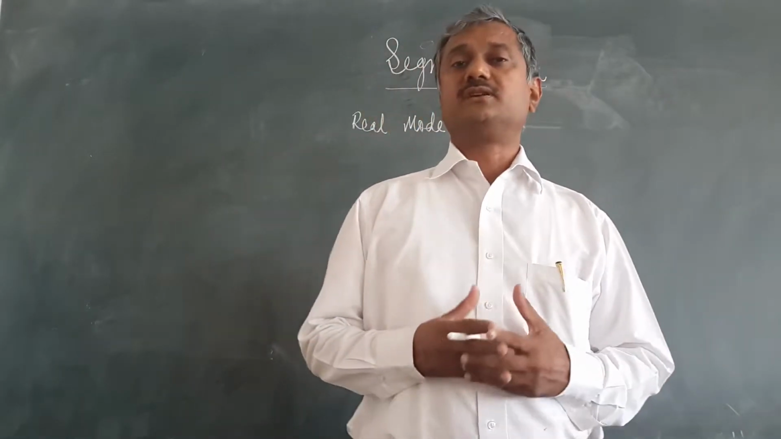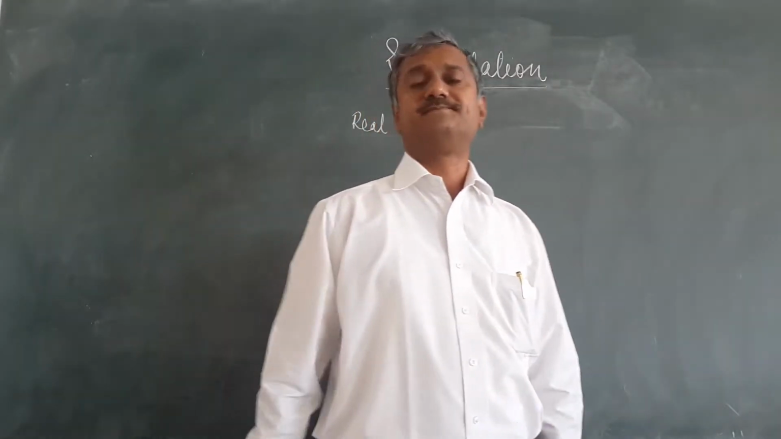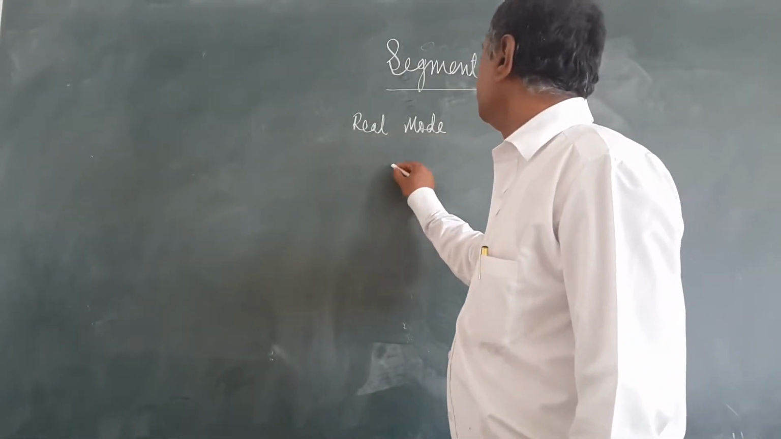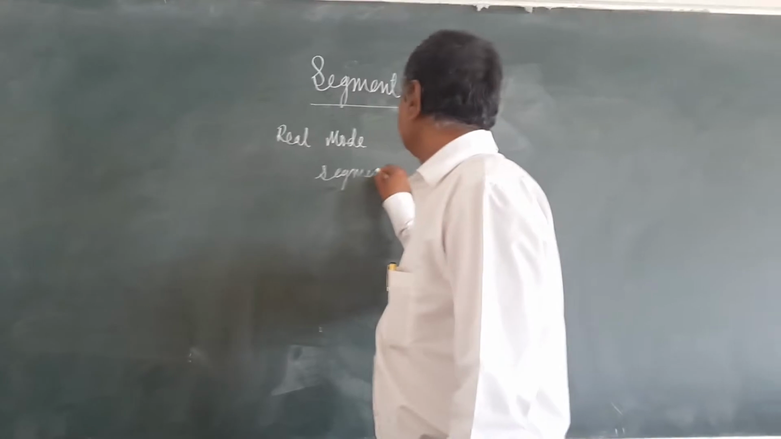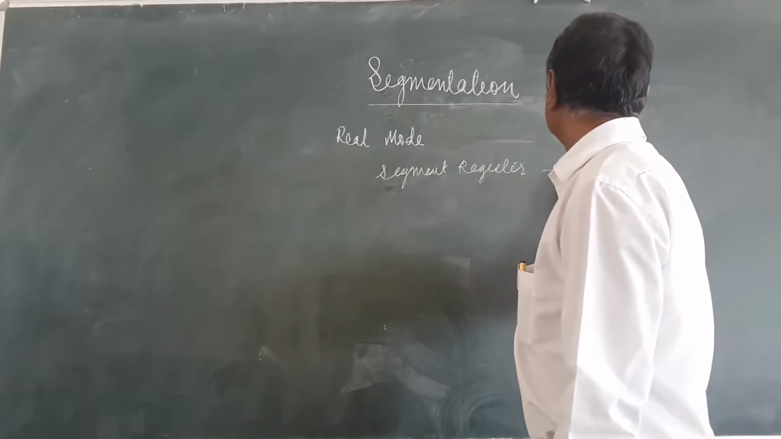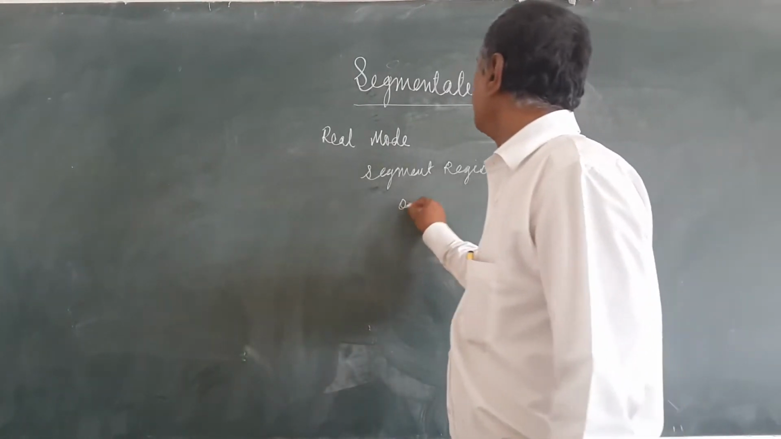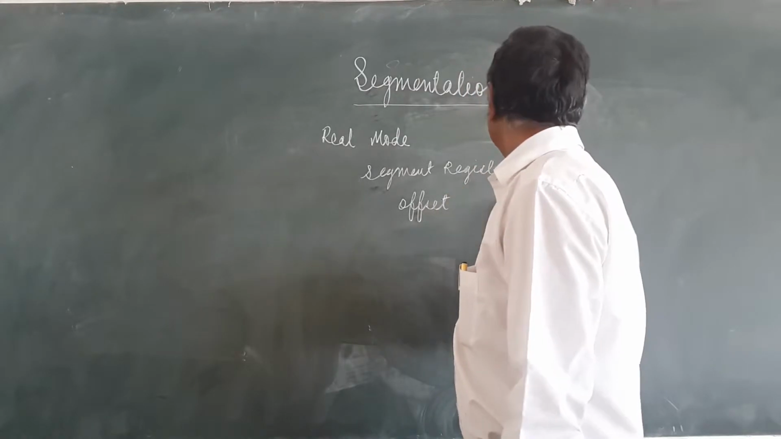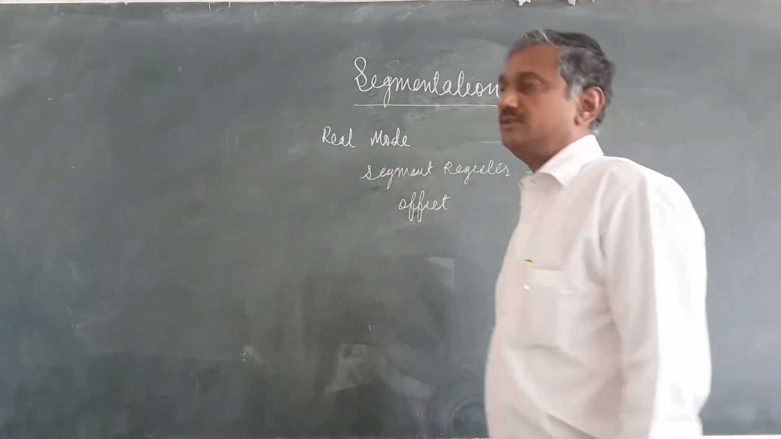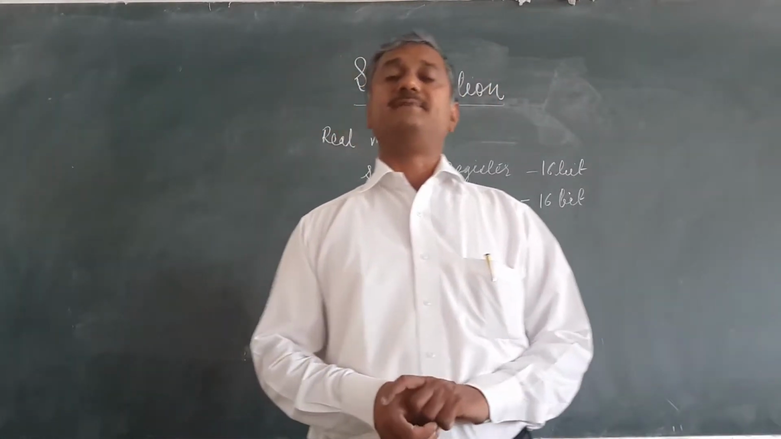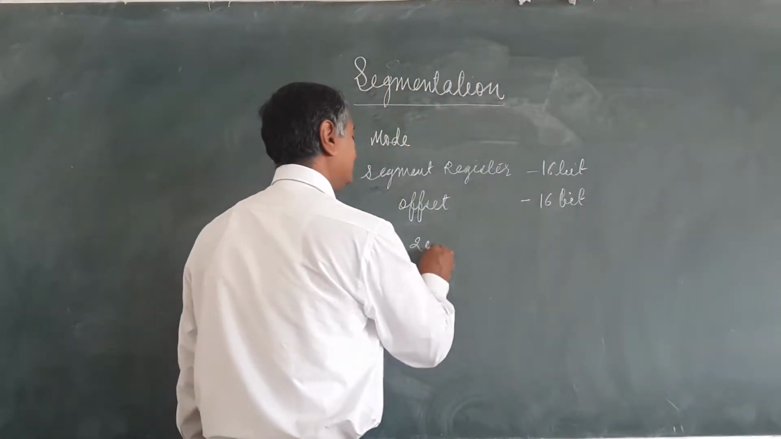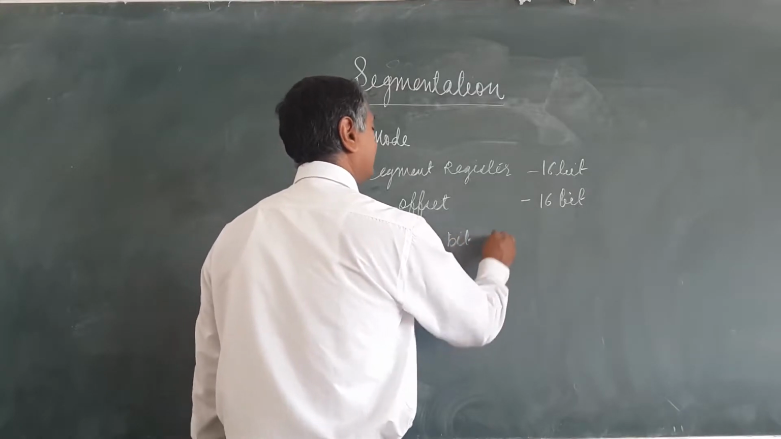Today we are going to learn something about real mode segmentation. While operating in real mode, as we have seen, the segment register, which happens to be 16-bit, and the offset, that happens to be again 16-bit, play the role. By using a 16-bit segment address and a 16-bit offset, the system calculates a 20-bit physical address.